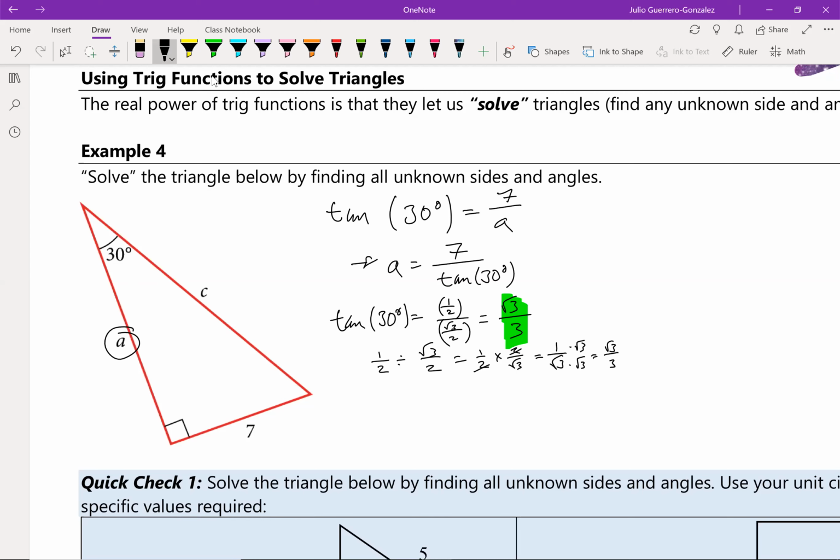Okay. So why the heck did I do this? And actually, let me move this over a little bit so I don't encroach on some more space, which I might need.